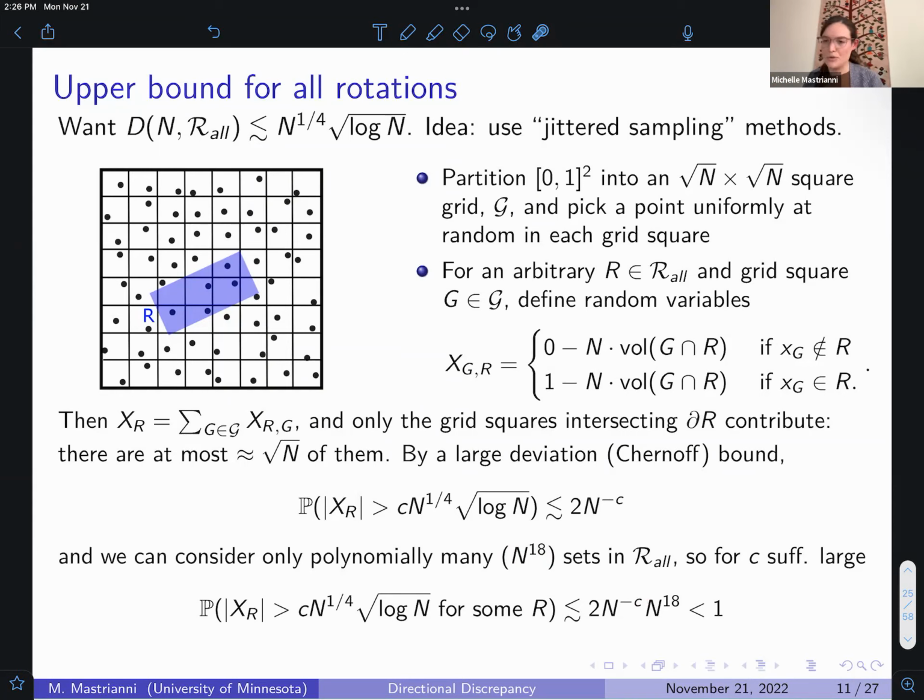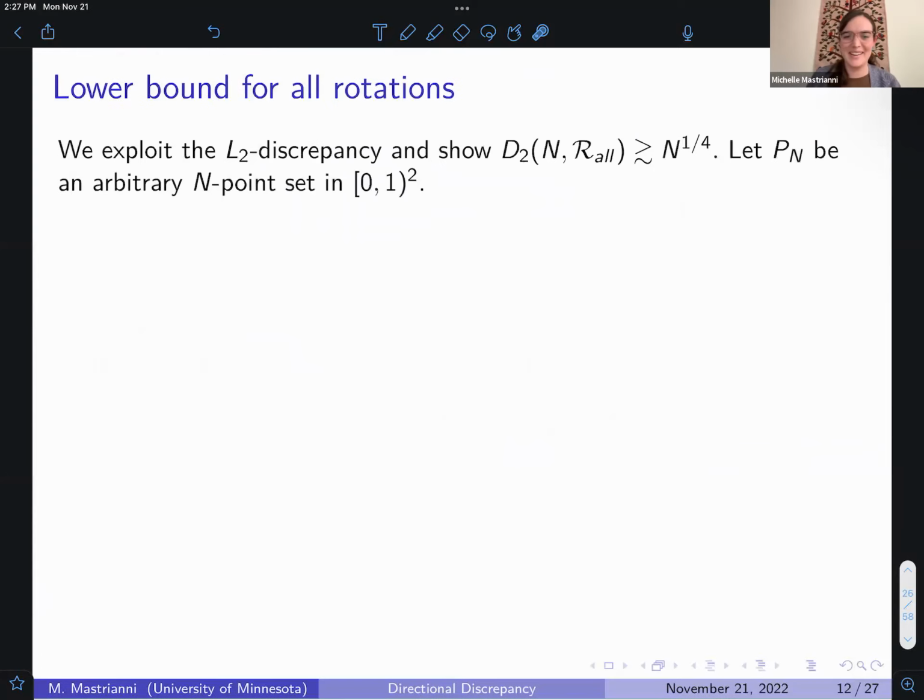And so if you choose a sufficiently large constant, this is going to be strictly less than 1. So that tells you that there is a realization of a point set such that for all rectangles in your class of rotated rectangles, you have local discrepancy less than this value. So this is a standard probabilistic method argument, but I like it a lot. So I just showed you here.